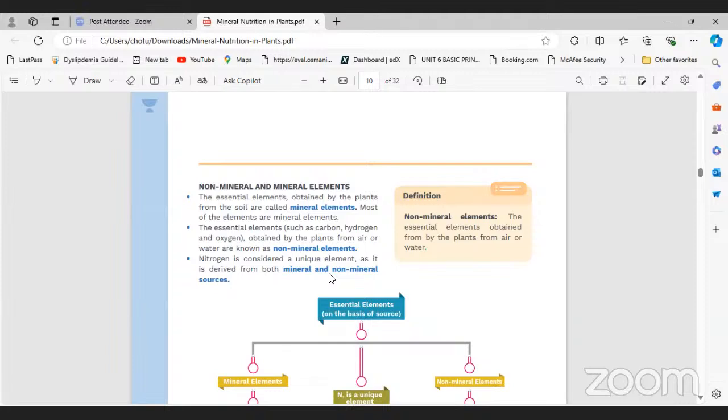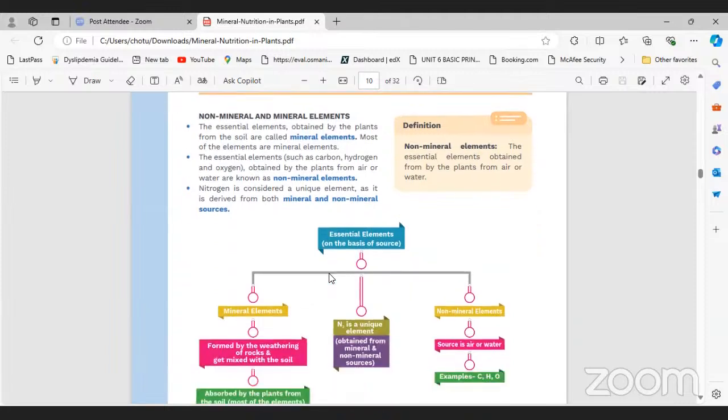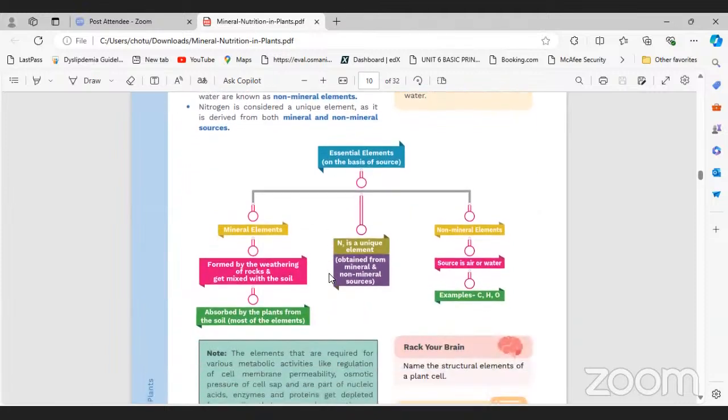Nitrogen is considered a unique element as it is derived from both mineral and non-mineral sources. Essential elements on the basis of the source.